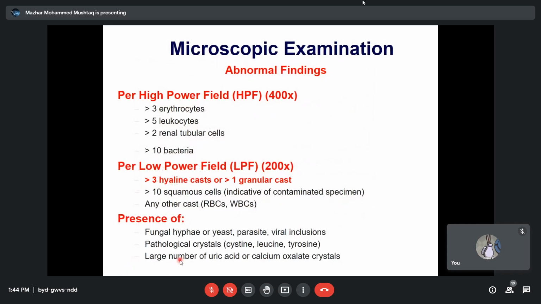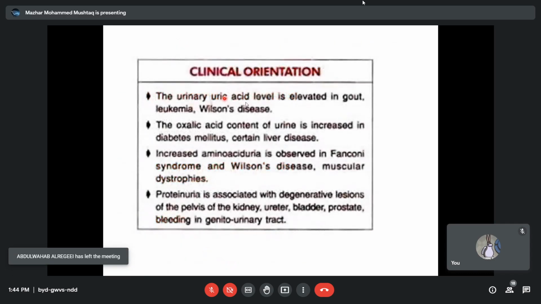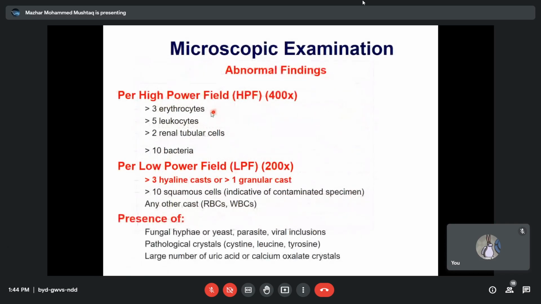Similarly, a large amount of uric acid or calcium oxalate crystal. For example, we spoke about uric acid in our last slide. Here, with uric acid, you can have gout or Wilson disease. Similarly, if you see these crystals, sometimes these calcium crystals are normal, but if they are in large quantity, that indicates that the patient can have a chance of forming a stone in the kidney or a stone in the bladder or anywhere along the tract.